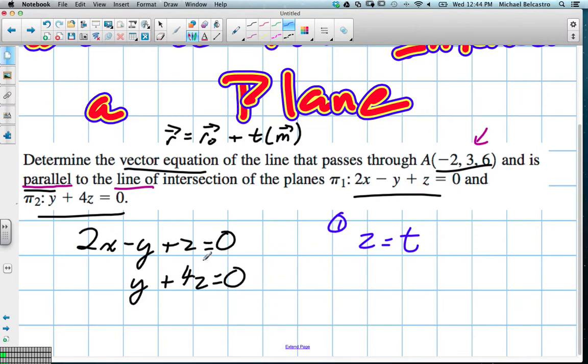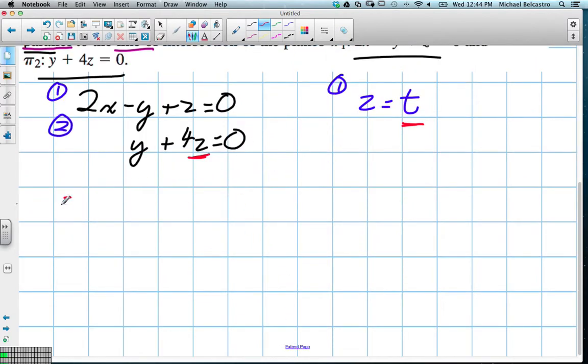Okay? With that being the case, if this is our equation 1 and our equation 2, I can already plug my parameter right into equation 2 and get y is equal to some parameter. So that's what I'm going to do. I'm going to take equation 2. y plus 4 times z, we replace z with t, so y plus 4t is equal to 0, which means our equation in parametric form of y is negative 4t.